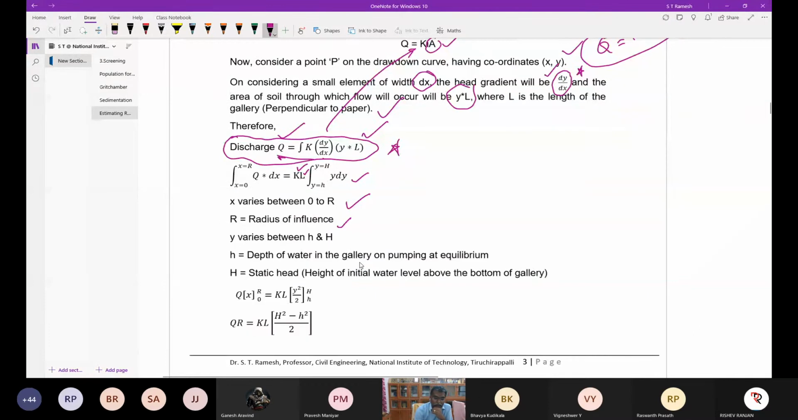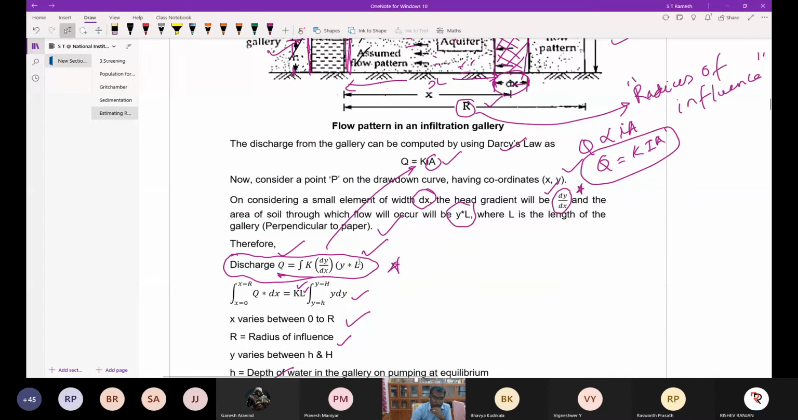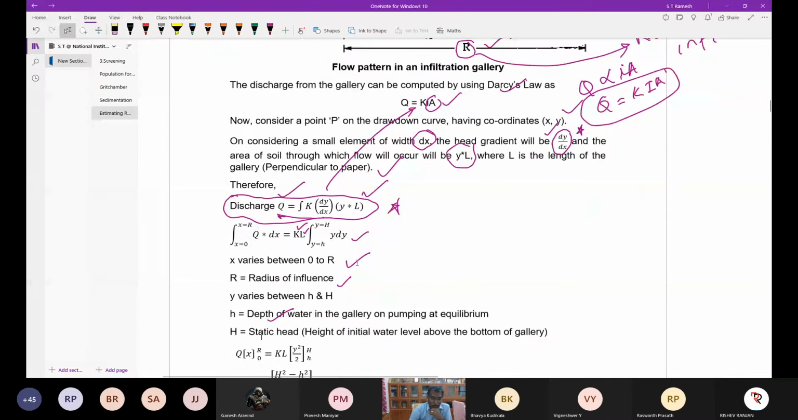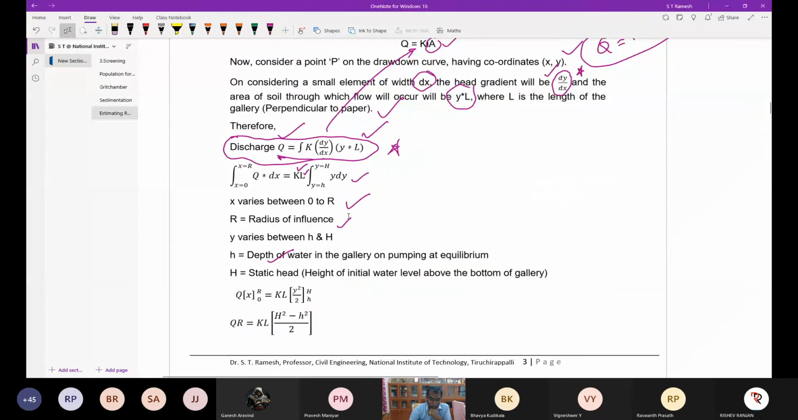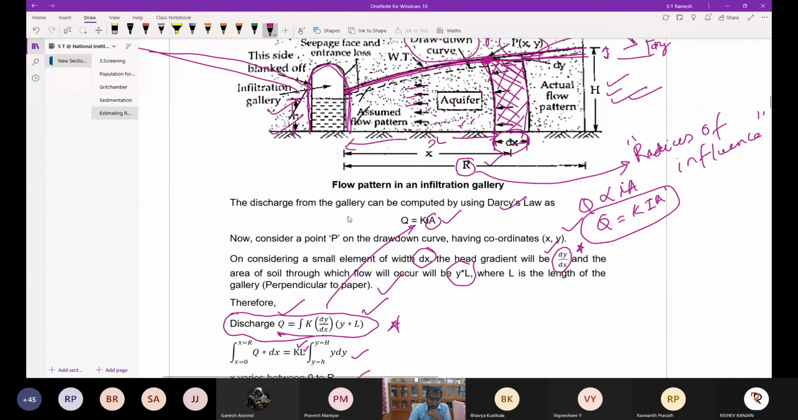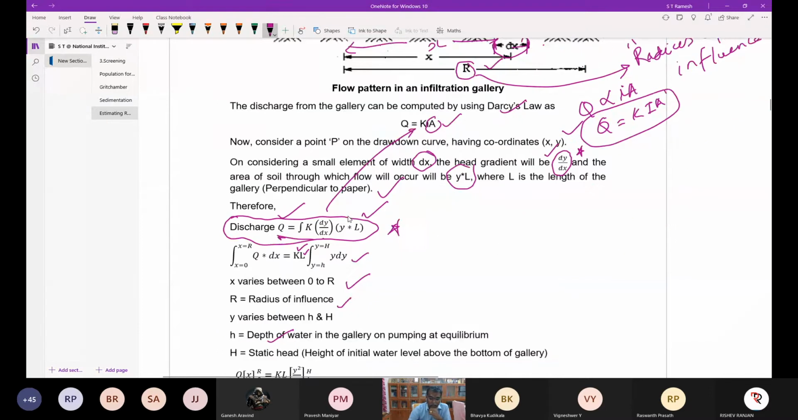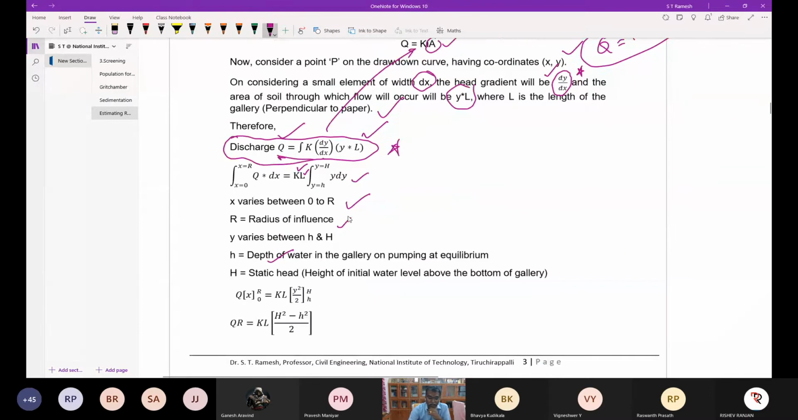Small h, as I have already mentioned, is the depth of water in the gallery on pumping at equilibrium, and capital H is the static water head, that is, the height of water above the bottom of the gallery, above the initial water head. That is the static height of initial water above the bottom of the gallery. So just remember this equation.